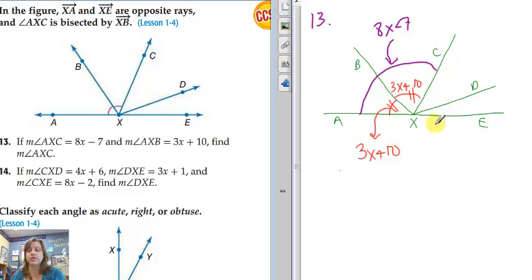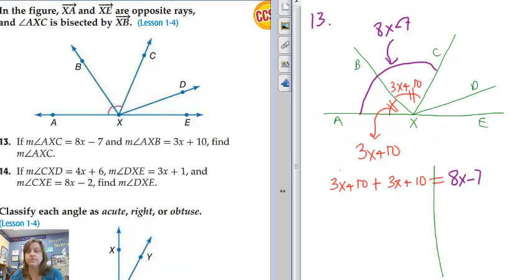Let's set up an equation. The 3x plus 10 angle added together with another 3x plus 10 angle, or you might just want to multiply by 2, equals the full angle from AXC. So that 8x minus 7 angle is the total. And then we do our algebra.